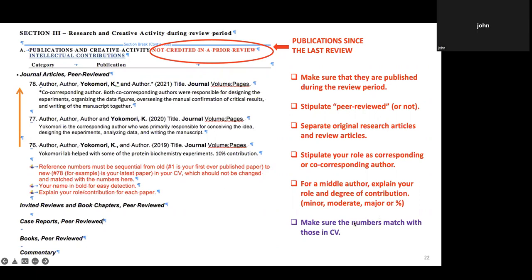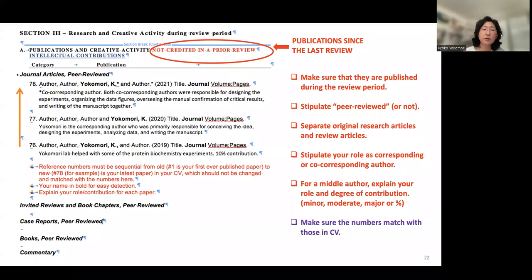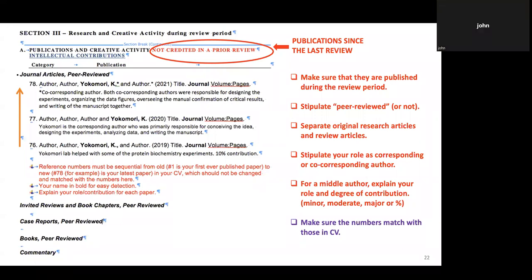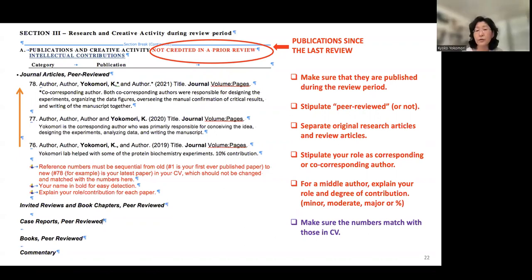Sorry, quick question, Kyoko. Is there any requirement that the journal has to be in PubMed? No, not necessarily. Basically any open access journal, you can put in there. As long as they are peer reviewed, I think it's fine.